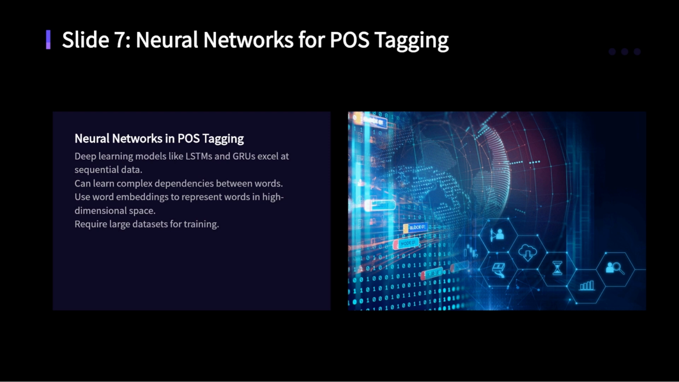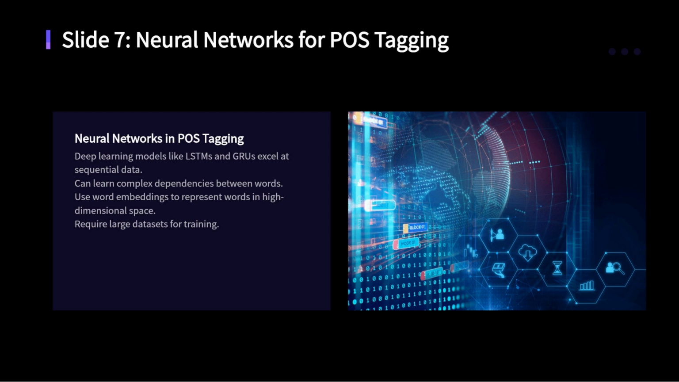Neural networks, especially recurrent neural networks, RNNs, and more advanced variants like long short-term memory, LSTM, and gated recurrent units, GRU, have shown impressive results in POS tagging tasks. These models are well suited for sequential data because they can learn long-range dependencies between words in a sentence. In neural network-based POS tagging, word embeddings are used to represent words as dense vectors in high-dimensional space. These embeddings capture semantic relationships between words, enabling the model to better understand word meanings. LSTM and GRU architectures handle long-term dependencies, which is essential for understanding the context in which a word appears.